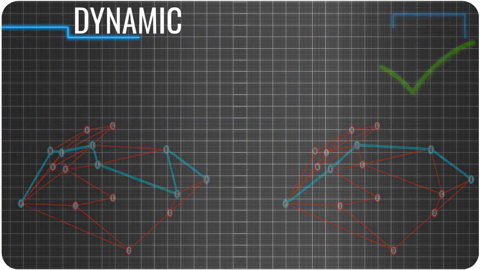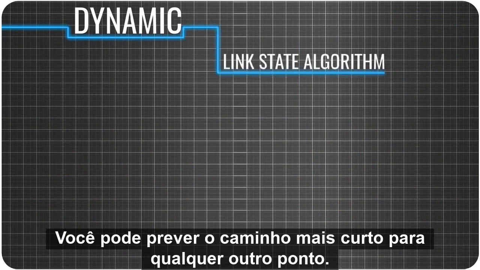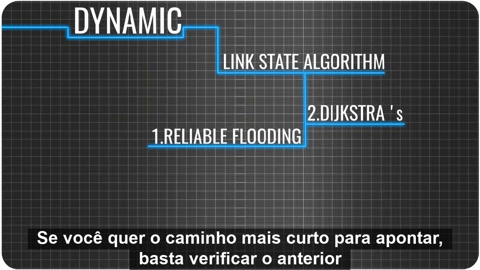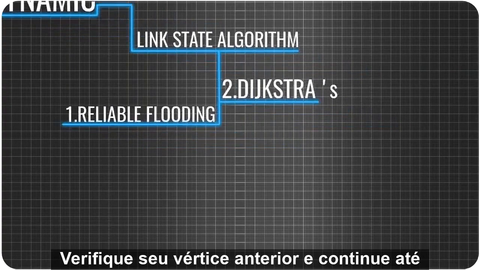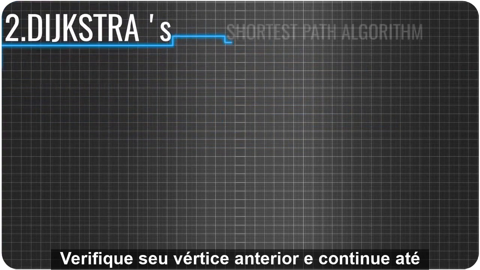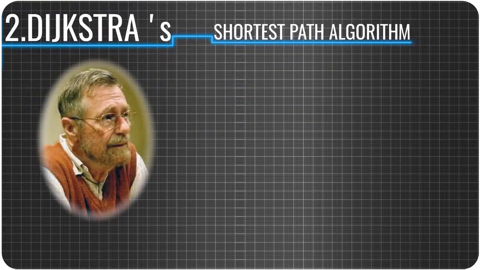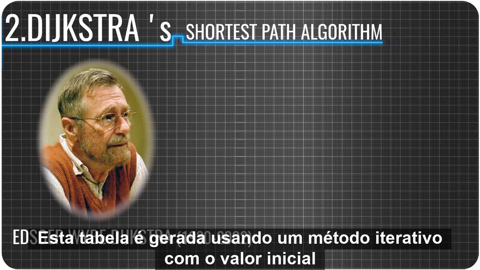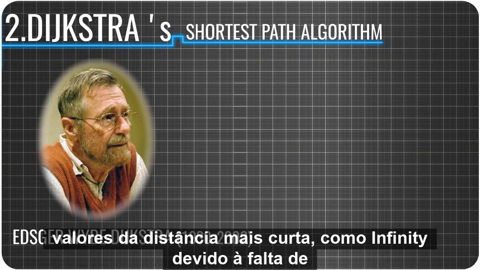Let's learn about one of the most popular dynamic routing algorithms, the link state algorithm. The link state algorithm has two parts, reliable flooding and Dijkstra's shortest path algorithm. First, let us understand Dijkstra's shortest path algorithm, an algorithm developed by the famous Dutch computer scientist Edsger W. Dijkstra in the year 1956.